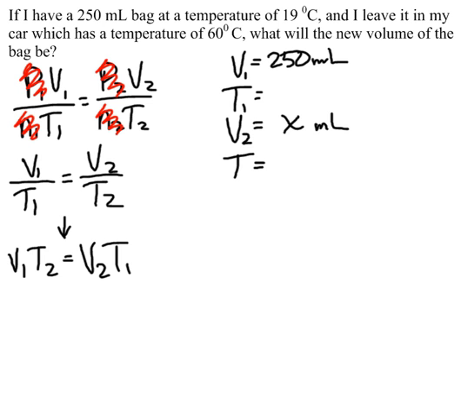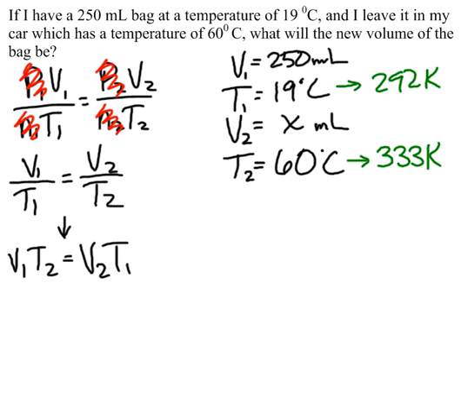My temperature 1 is 19 degrees Celsius, and my T2 is 60 degrees Celsius. Like I said though, always convert temperature units from Celsius to Kelvin, which is just adding 273. For both of these cases, I need to add 273 to 19 and then 273 to 60. Those amounts would be 292 Kelvin and 333 Kelvin. Now that I have my values, let's go ahead and plug into the problem.